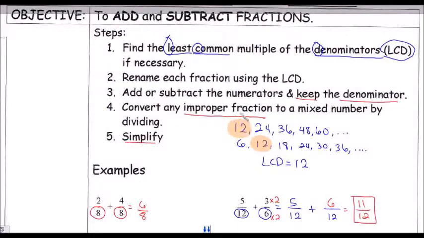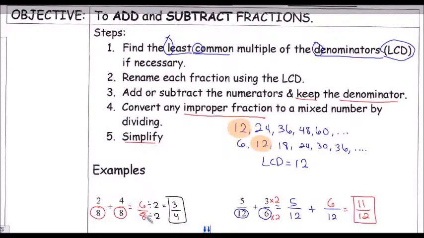I don't have an improper fraction like step number 4 says, but I do have to simplify, because 6 over 8 can be reduced. It can be simplified by dividing both by 2. So once I do that, 6 divided by 2 is 3, and 8 divided by 2 is 4. So my final answer is 3/4. Can I leave my answer as 6 over 8? No, because it's not in simplest terms.